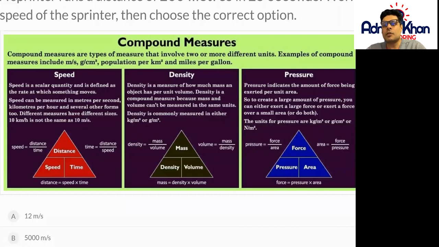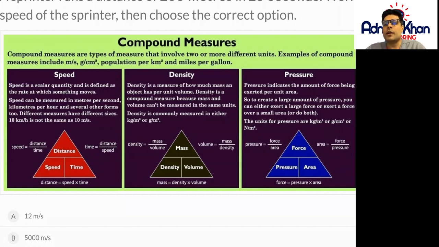Density is a measure of how much mass an object has per unit volume. Density is a compound measure because mass and volume can't be measured in the same units. Density can be measured in kilograms per meter cubed or grams per meter cubed and so on. Here we're trying to work out the density and the volume of the item itself. We've got three formulas for density: density equals mass divided by volume, volume equals mass divided by density, and mass equals density multiplied by volume.